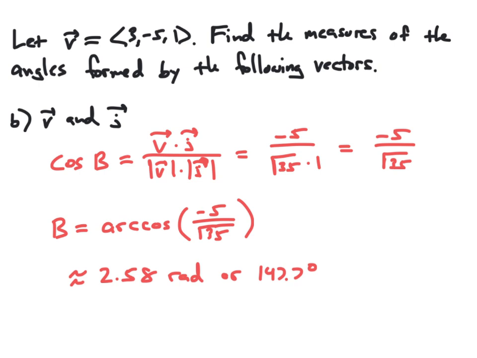A similar procedure will find the angle b between vectors v and j. We first find the cosine of angle b to be the dot product of v and j over the product of the magnitudes of v and j. This will be -5 over the square root of 35. We then find the angle b by taking the arc cosine of -5 over square root 35, and we obtain 2.58 radians, or 147.7 degrees.